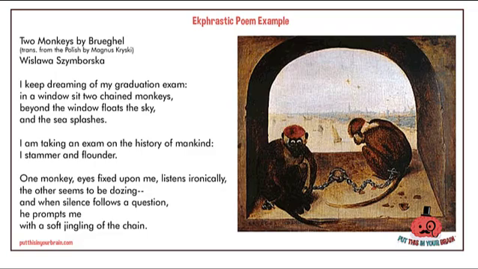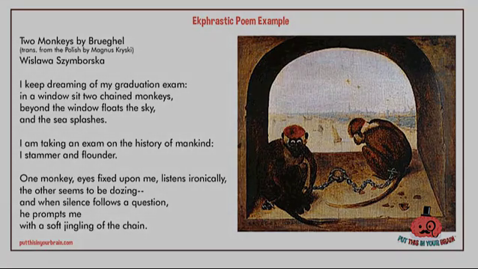Take a minute and look closer at the painting. Szymborska notices the two monkeys first and the chains that bind them. What else do you see? What color are the animals? What is in the background? Why are they there? And where are you in relation to it? Szymborska imagines she is in a schoolroom taking a test. You might imagine something completely different.